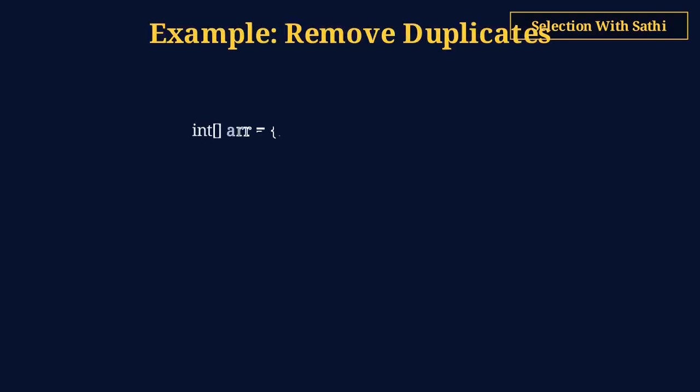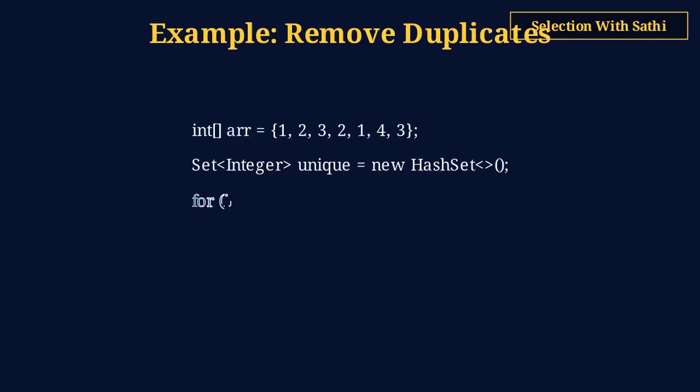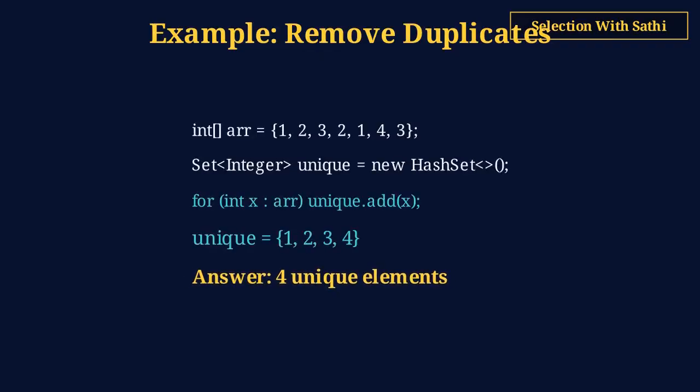TreeSet Auto-Sorting. Create a TreeSet of Integer. Add 30, 10, 20, 10. The duplicate 10 is ignored. Elements are automatically sorted. The set is 10, 20, 30. first gives 10, last gives 30.